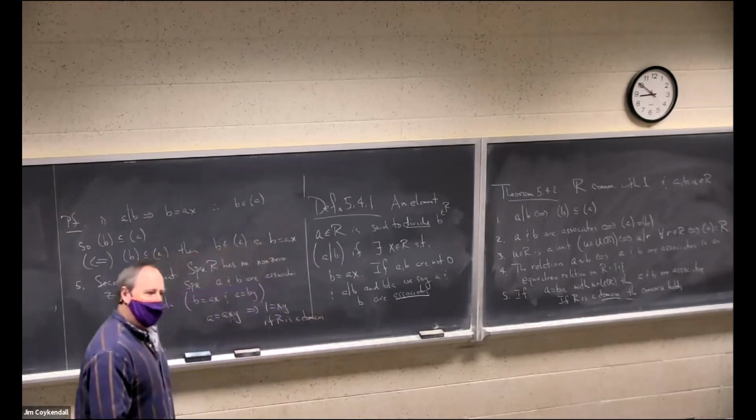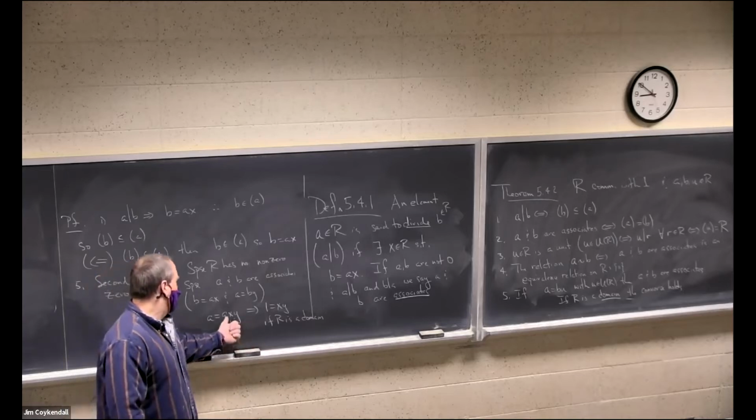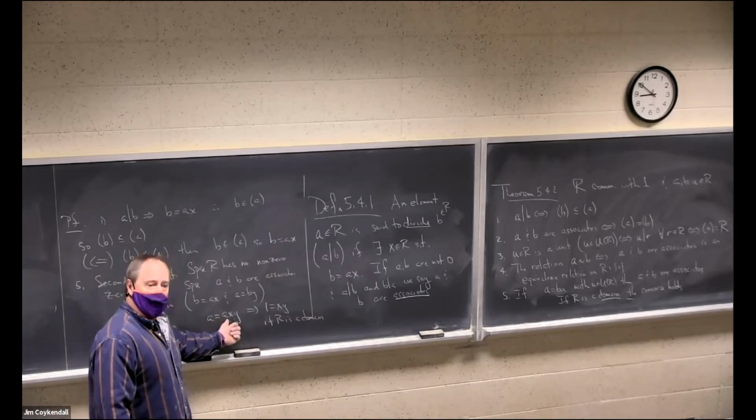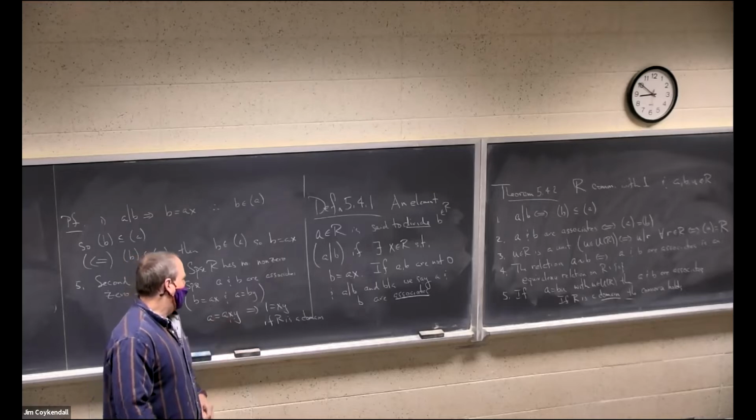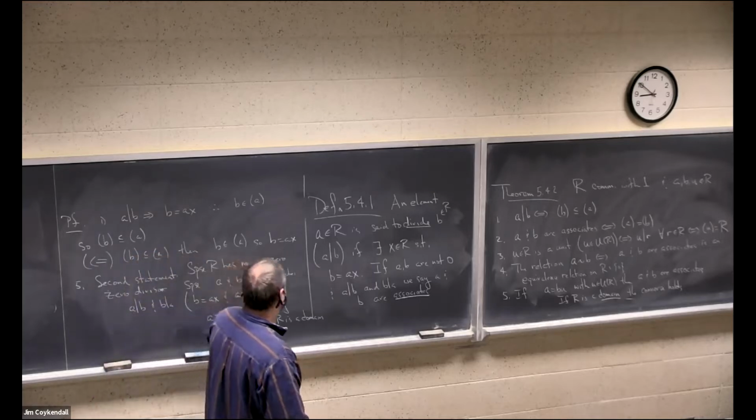So Jared, I think this addresses the question we were asking earlier, right? In a domain, you can cancel things to get 1 equals XY, and so X and Y are both units.